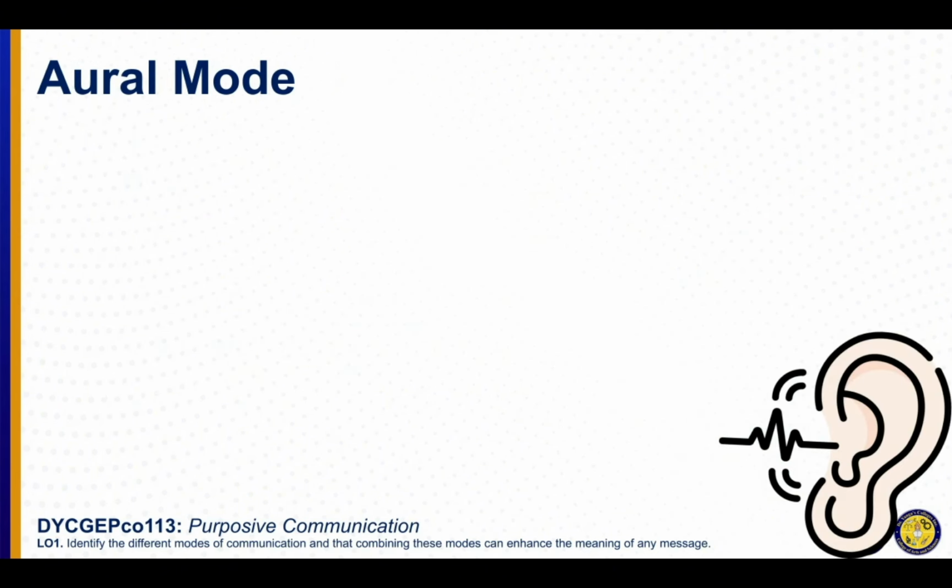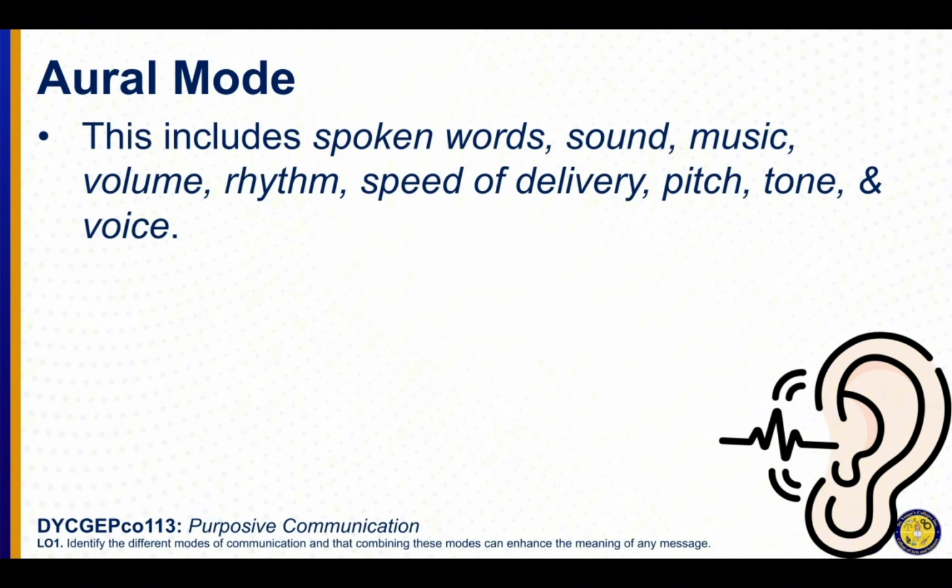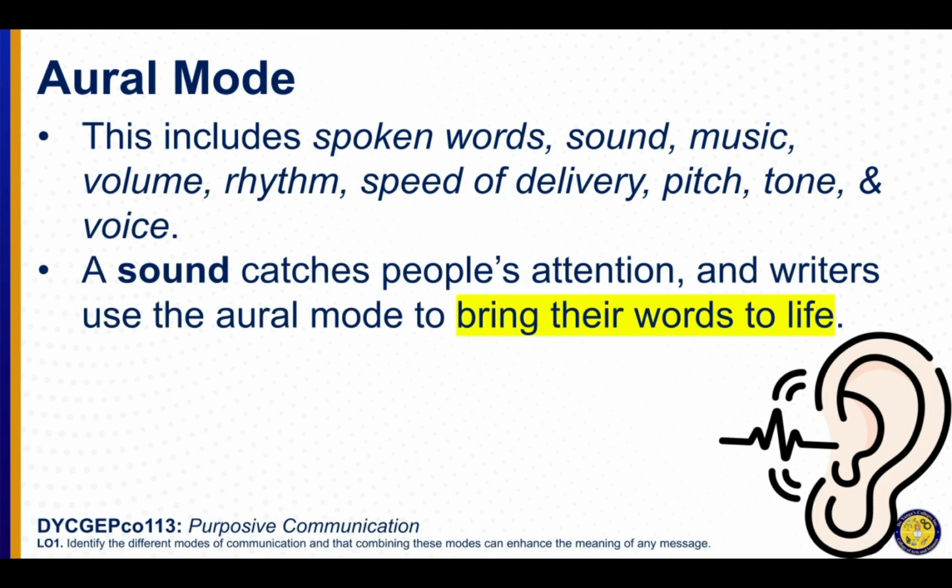The next one is the oral mode. As you can see at the bottom right, there is an image of an ear because the oral mode is about spoken words, sound, music, volume, rhythm, speed of delivery, pitch, tone, and voice. A sound catches people's attention, and writers use the oral mode to bring their words to life.